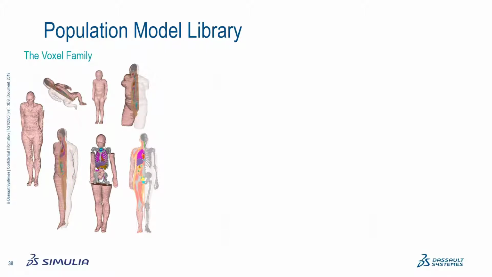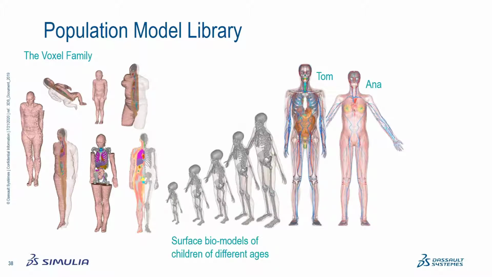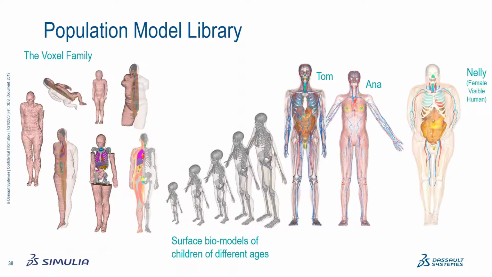The heterogeneous voxel family is extensive. Seven different models representing different age groups and genders of various heights and weights are included in the voxel family. For completion of the portfolio, a pregnant woman voxel model with a 24-week fetus is also part of the family database. Surface biomodels are CAD-based models that consist of Tom and Anna plus children of different ages. These are either pre-voxelized or can be voxelized during import with customized resolution.